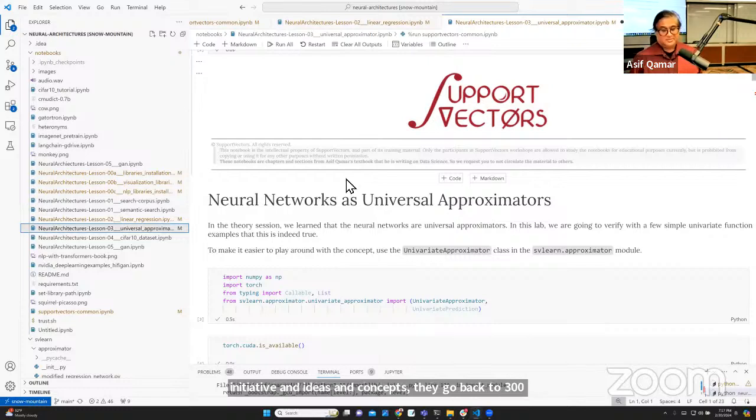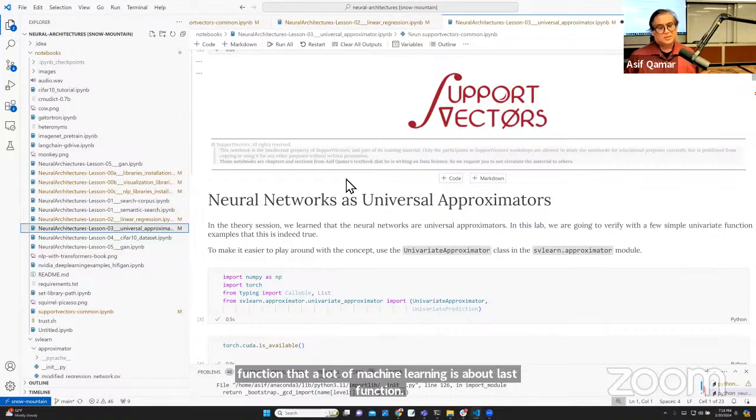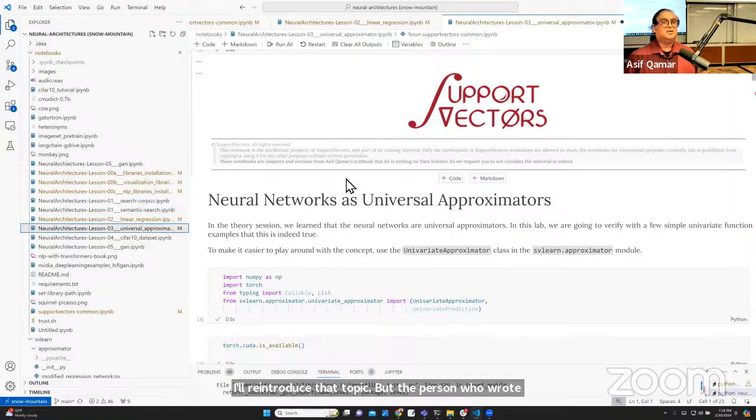One of the things that you will learn about, and I'll talk briefly about, is called linear regression. I'll explain the concept of that. The person who created the loss function, remember I talked about the loss function, that a lot of machine learning is about the loss function. I'll reintroduce that topic. But the person who wrote down the loss function to solve it was no other than Carl Friedrich Gauss, son of a coal miner who grew up to be a great mathematician, one of the greatest mathematicians, and indeed often called the prince of mathematics, for good reason.